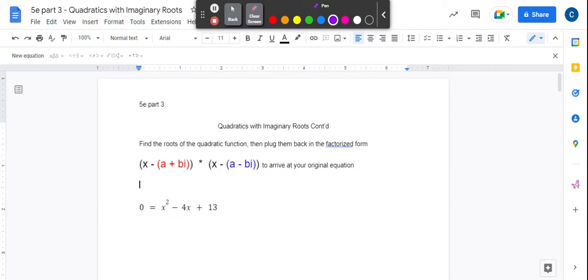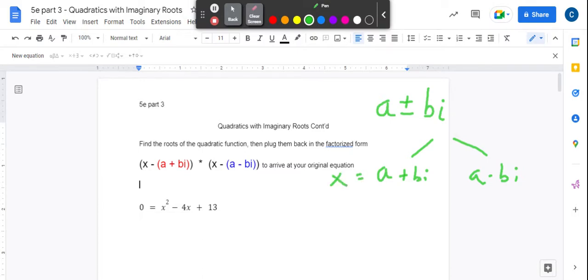Now, remember, if the roots are imaginary numbers, or if they don't really exist, what they are is complex numbers. There's a real number component and an imaginary part. So if we were to use the quadratic formula and get imaginary roots, what we would have is a plus or minus bi of some kind. The two roots become a plus bi or a minus bi, which sets x equal to a plus bi or a minus bi. Those are our two x values.